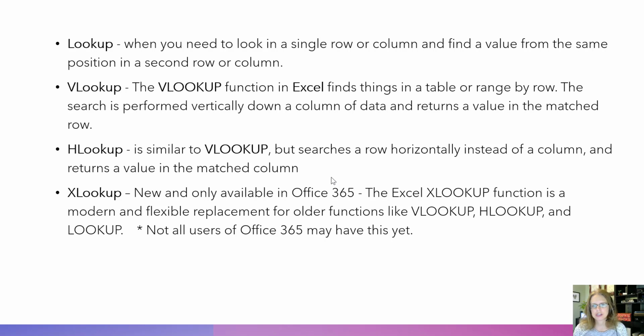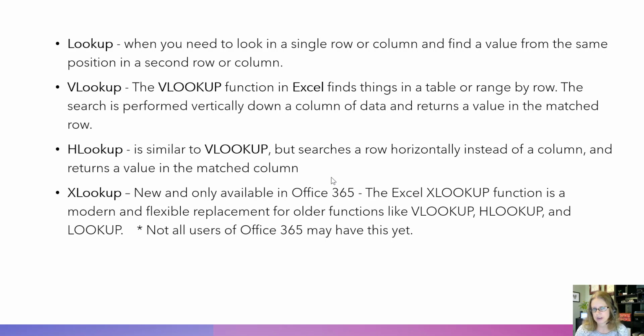So the lookup function in general is where you look through a single row or column, and then you want to find a value from that same position in a second row or column. The Vlookup and the Hlookup functions are similar, except one is a vertical search and the other is a horizontal search. So with the Vlookup function, Excel is going to search through a column vertically, and then once it finds a match, it will return a value within that matched row.